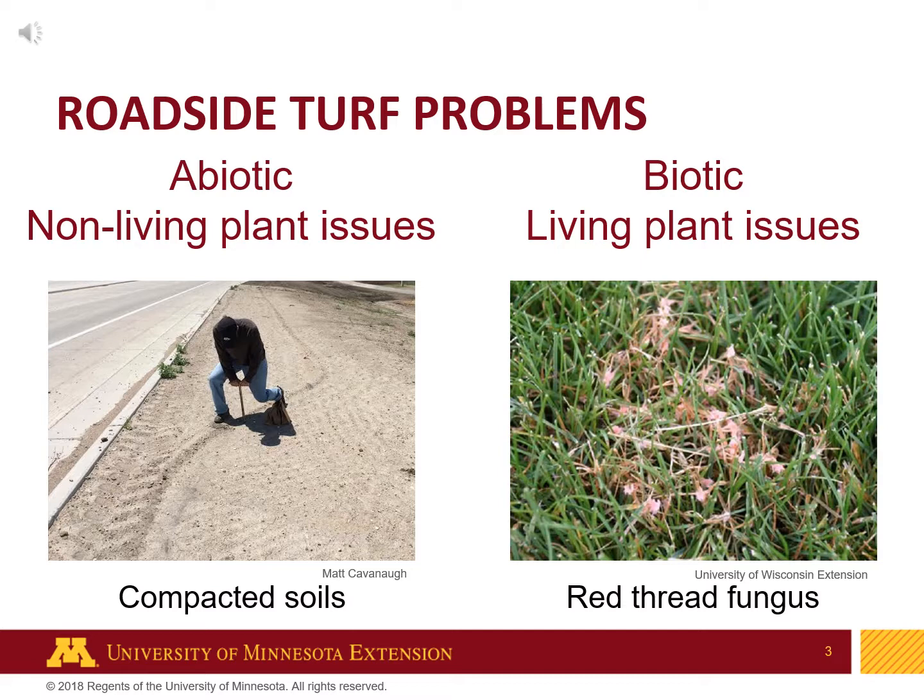opportunity for root growth. Biotic problems would include any living pest type, such as damage to turf from disease or fungi, and insect damage. The fungus that causes red thread, the disease in the picture on the right, is a very good example of a disease that often occurs on cool season turfgrasses in low-maintenance environments.